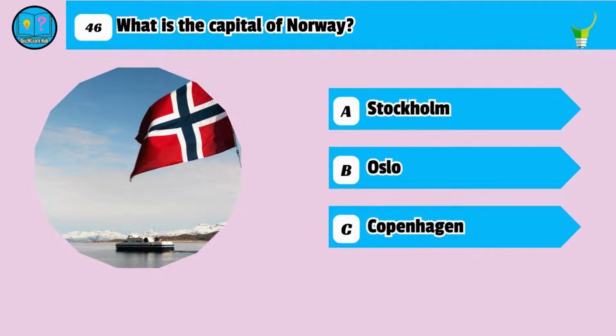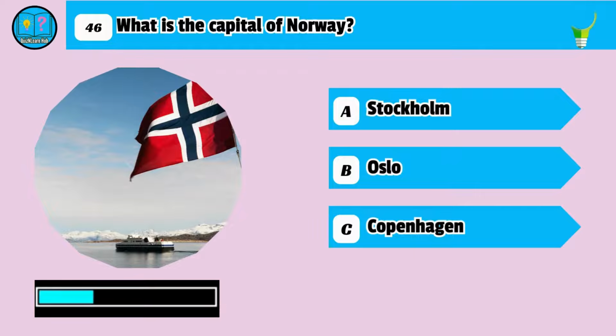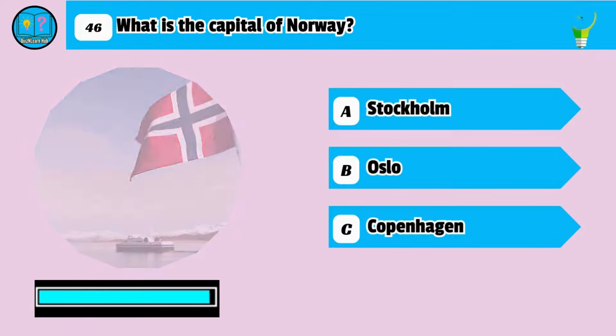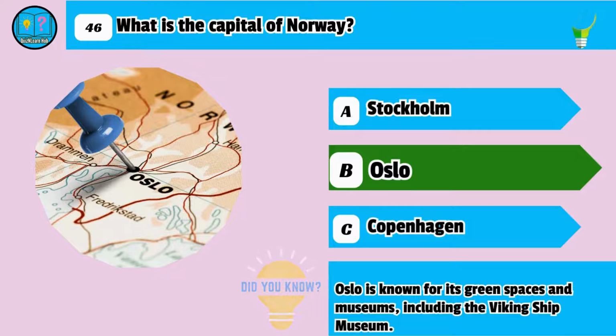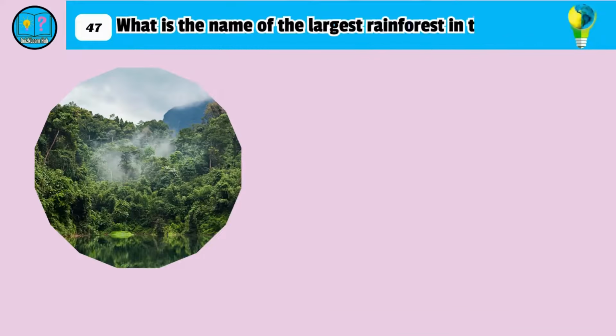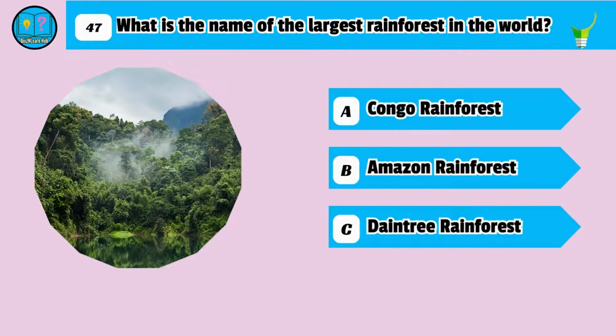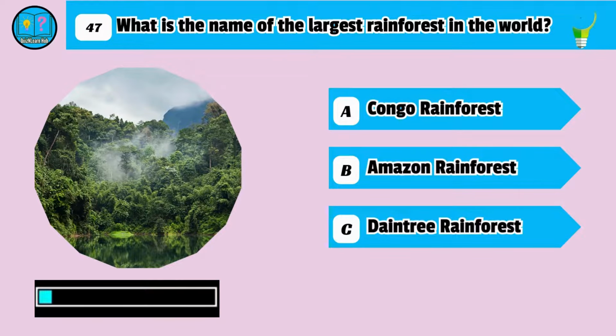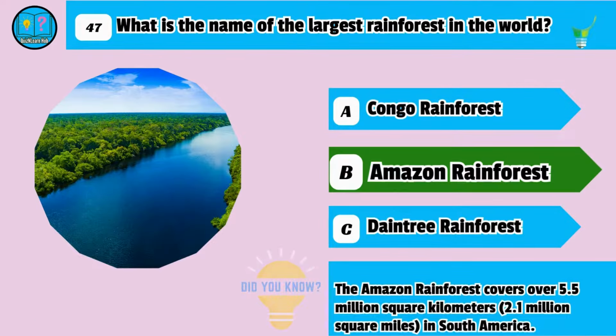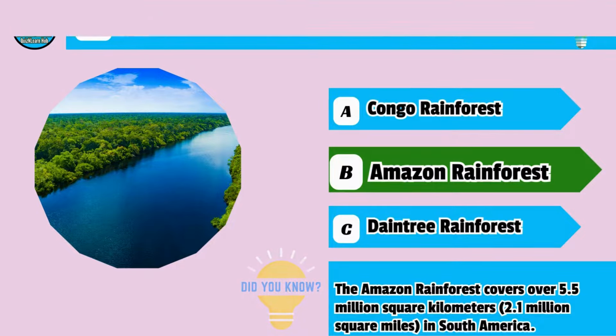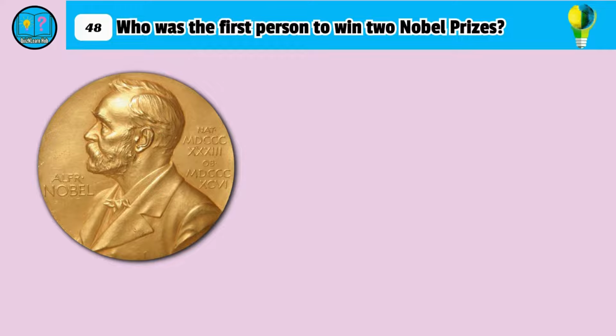46. What is the capital of Norway? Stockholm, Oslo, Copenhagen. Oslo is known for its green spaces and museums, including the Viking Ship Museum. 47. What is the name of the largest rainforest in the world? Congo rainforest, Amazon rainforest, Daintree rainforest. Amazon rainforest. The Amazon rainforest covers over 5.5 million square kilometers, 2.1 million square miles, in South America.